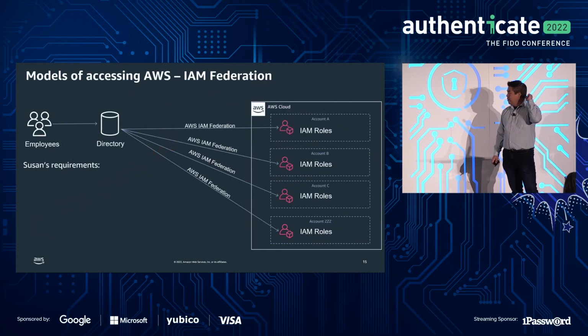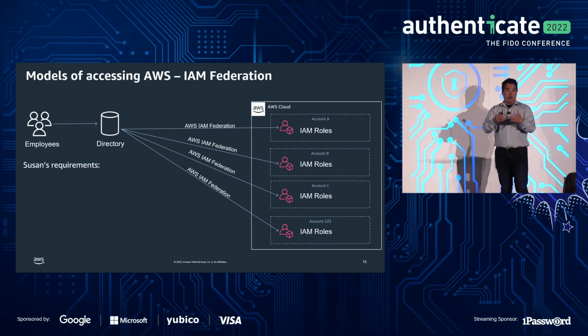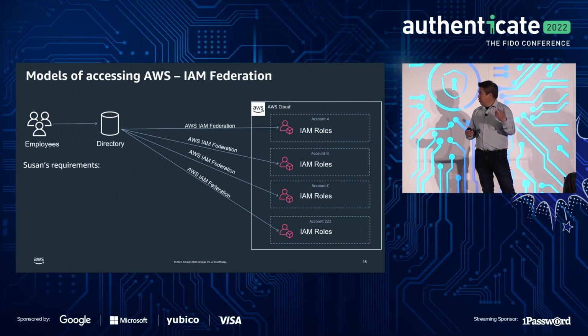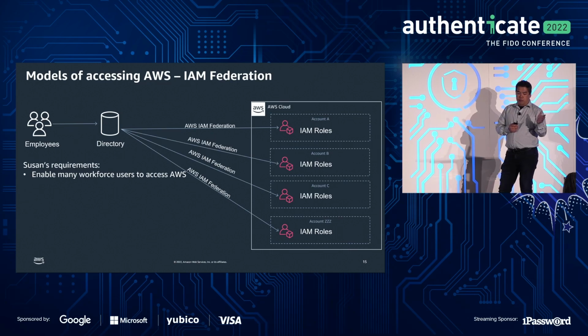Now continue on. Now we go into a federation model. We have the employees. And you have some sort of directory, which is the source of truth for your users. We have hopefully one directory. All their credentials are in this directory. And this is what we're going to do here. We're going to enable federation. So with a directory and an IDP, we can enable AWS IAM Federation. In this case, we're going to enable many workforce users to access AWS, and the answer is yes.